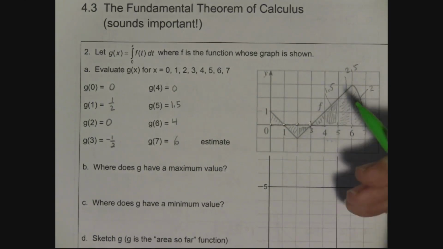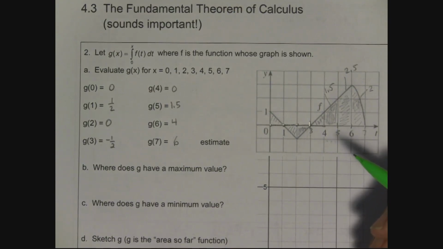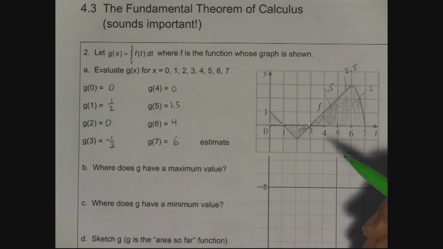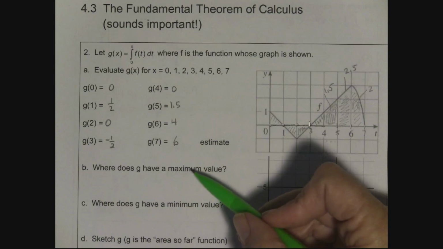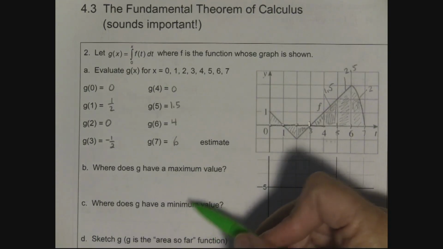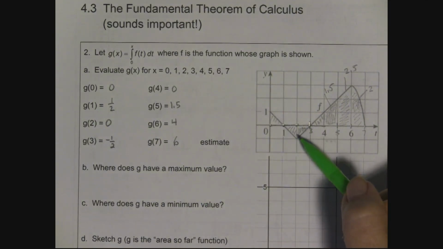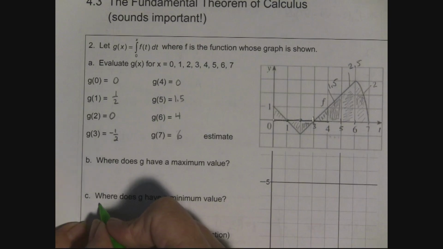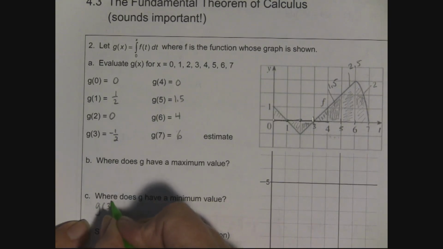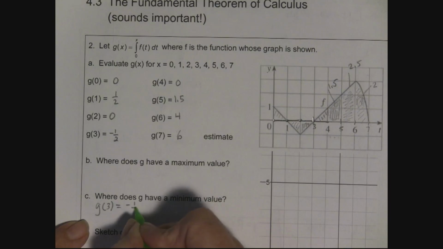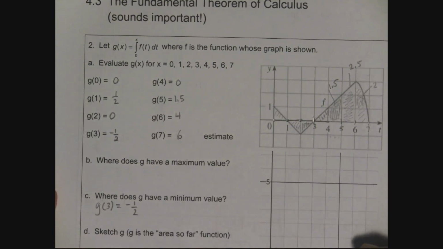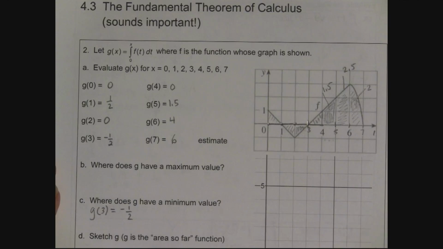I think G at 3 is actually the minimum value, not the maximum value. Sorry, I was finding the minimum value. So G at 3 is the only place that it's negative and the most negative it is. So that's our minimum value. So this is G at 3 equals negative 1/2. Okay, the maximum value, that's where we want the most area above the x-axis.